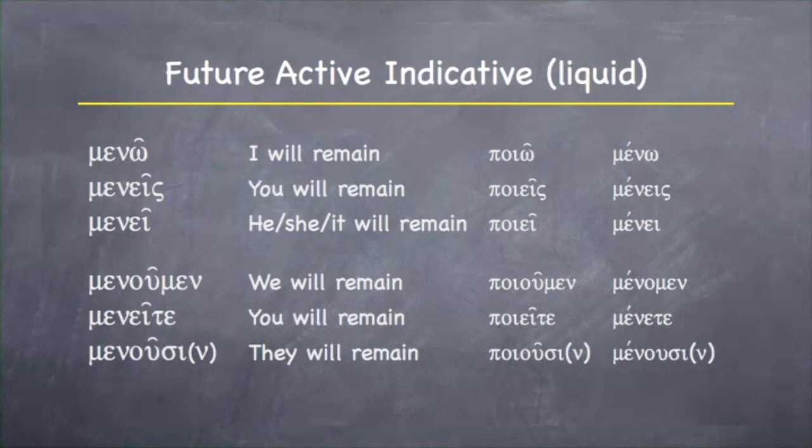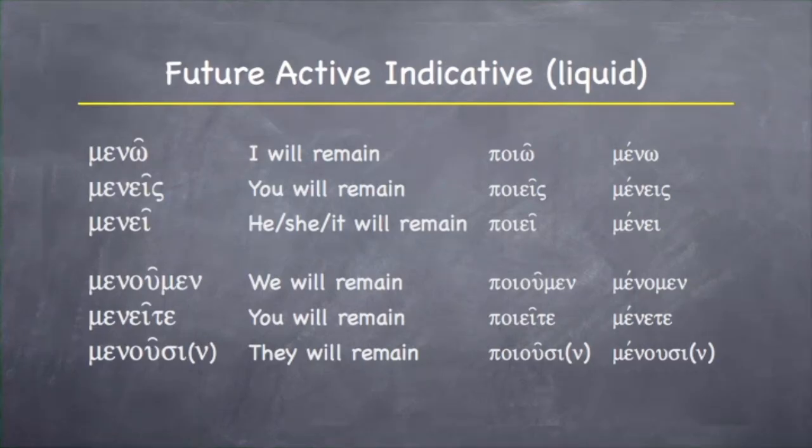But here's actually the main problem you're going to have. What does meno look like? Well, it looks just like the present active indicative of an epsilon contract, doesn't it? Look at the poio column. Meno, poio. Menes, poies. Mene, poie. All the way down the line. In other words, the forms are identical. The forms of a future active liquid and a present active epsilon contract are identical. So the question, of course, is how are you going to tell them apart?